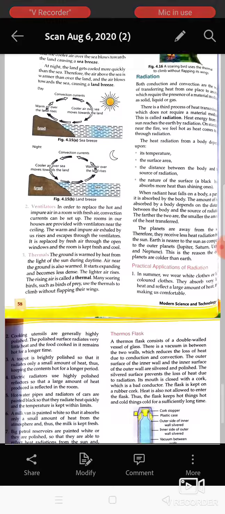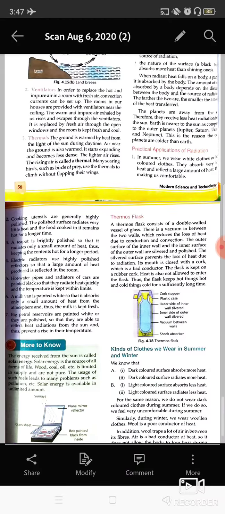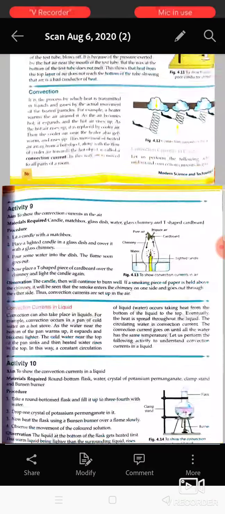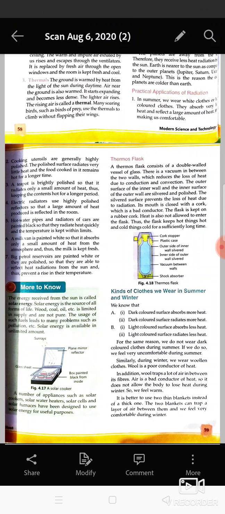So this is how your chapter is completed. Now if you have any queries, you can ask in the class. I will give you homework based on this chapter during the class.